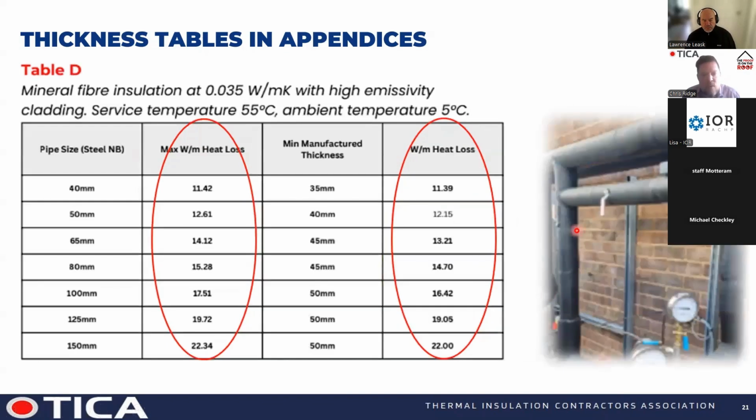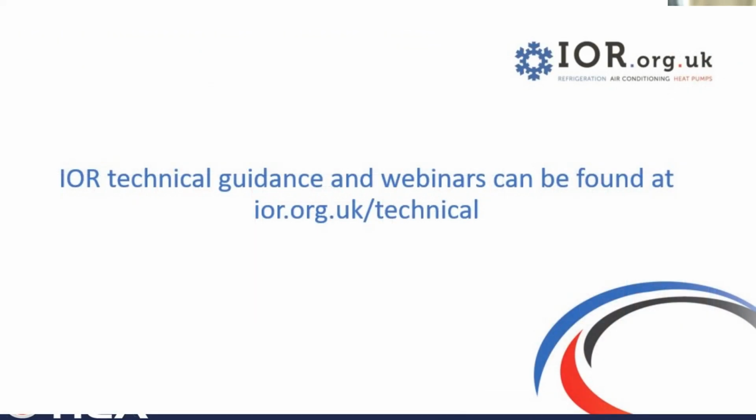If we move on to the next one with the high emissivity, you can see that to meet the same standards in terms of watts per meter heat loss, you're moving up. So, for example, for 50 mil nominal bore, instead of a 35 mil insulation, you need to move up to 40. But all of this is calculated within these tables. So just refer to those, use that as your specification link and show that to the installer, and everybody's on the same page and it works.